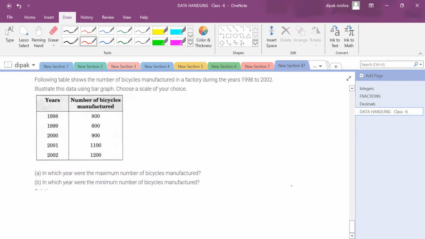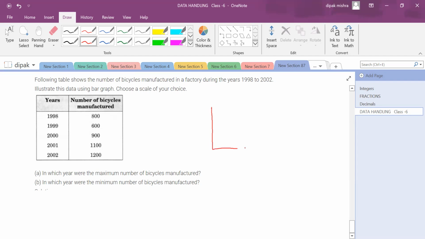Following table shows a number of bicycles manufactured in the factory during the years 1998 to 2002. Illustrate this data using a bar graph. Choose a scale of your choice. So you can choose any scale of your choice. You can do whatever you want to. If you want, one unit can be, say, 100 bicycles, it becomes better, right? Then it will be within your graph paper. Otherwise, it will go outside your graph paper, right?